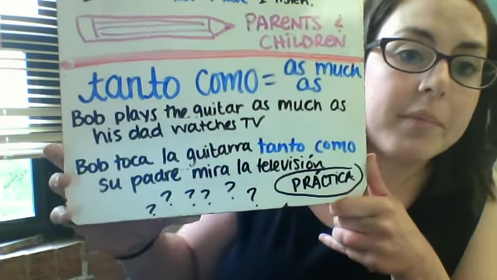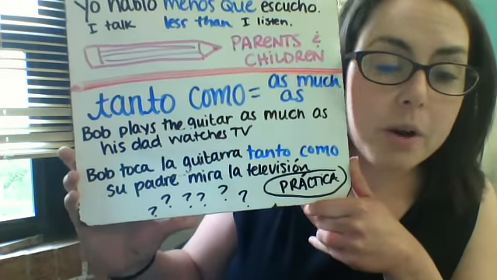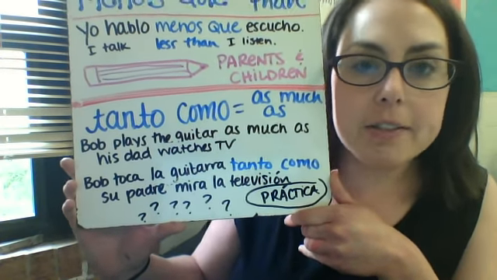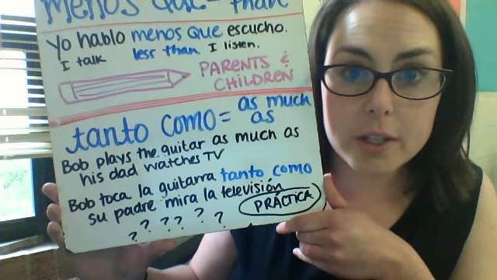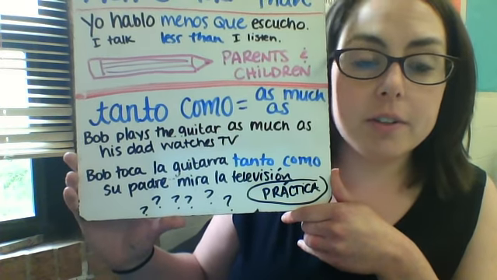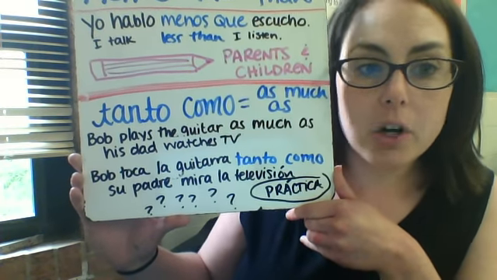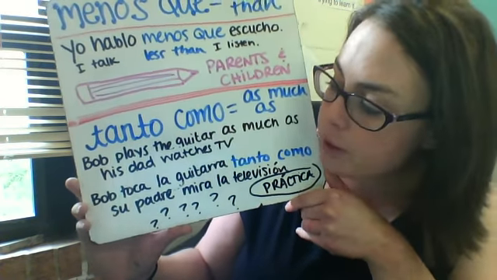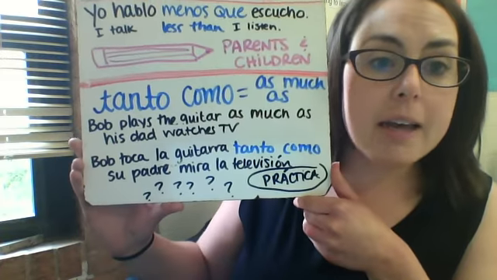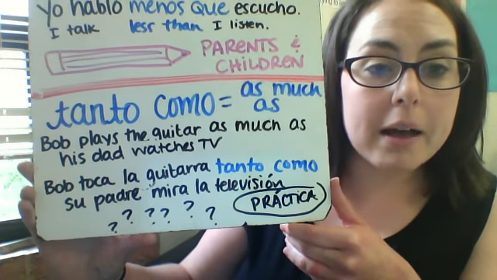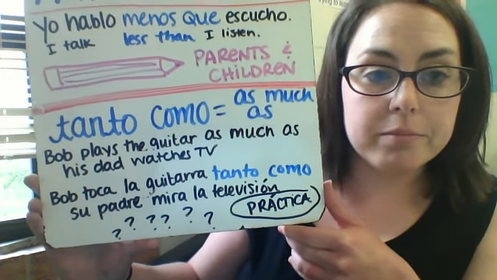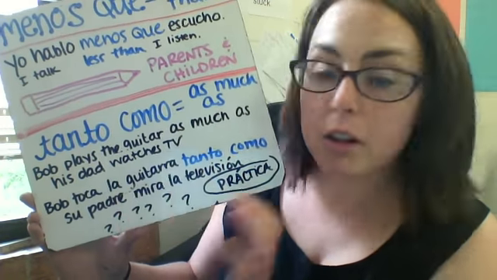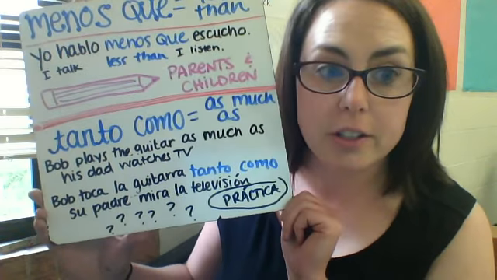All right, and for the last one, we have tanto como, which is as much as. Again, this is a comparison of equality, saying that two things are equal. So in this first example, I said Bob plays the guitar as much as his dad watches TV. So for the Spanish, Bob toca la guitarra tanto como su padre mira la televisión. Okay, here I've used tanto como, and there doesn't really need to be any focus on agreement for these ones because we're not using adjectives.